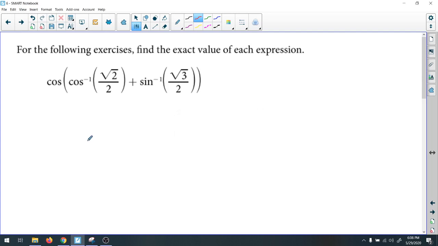Okay. Find the exact value of each expression. This is an important question. Questions like that or similar, they got it before in college. I've seen it on different tests.